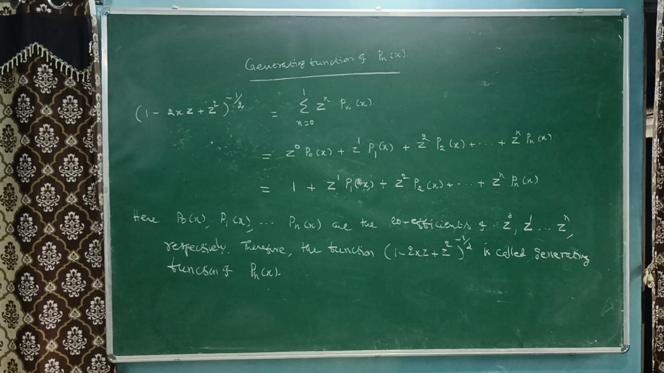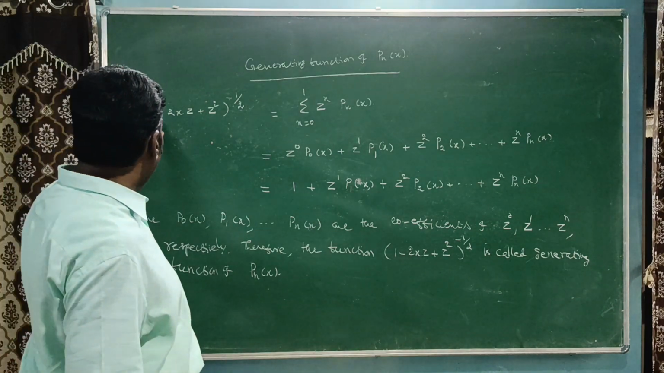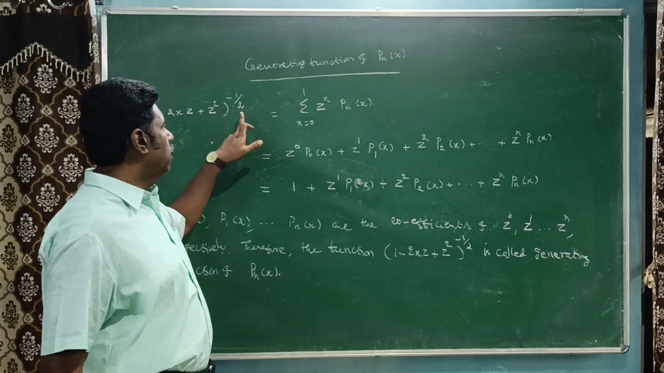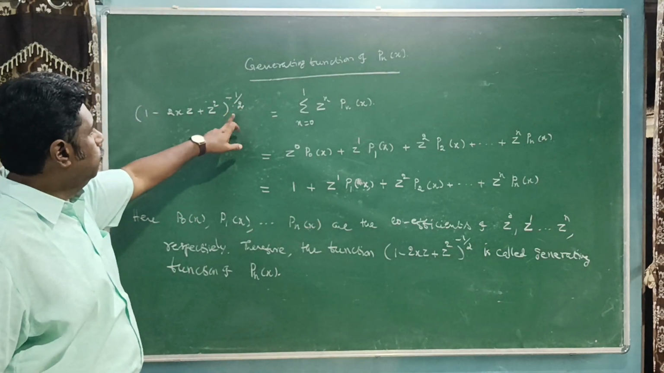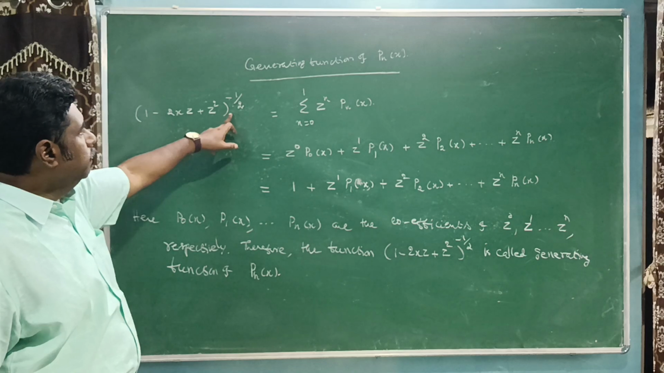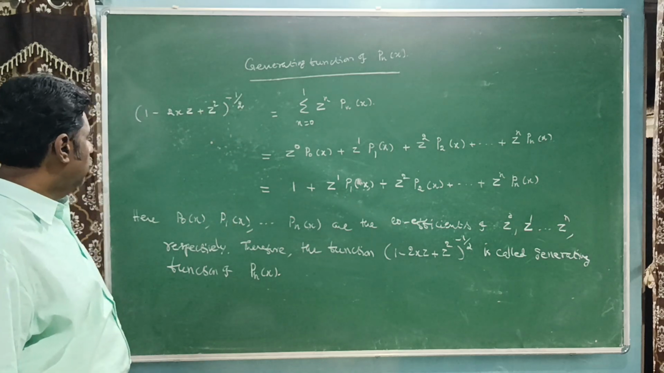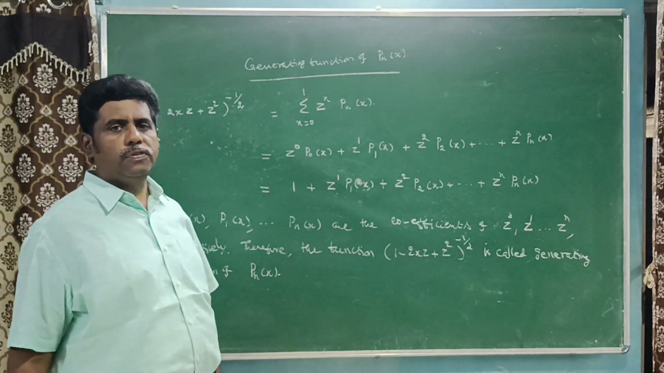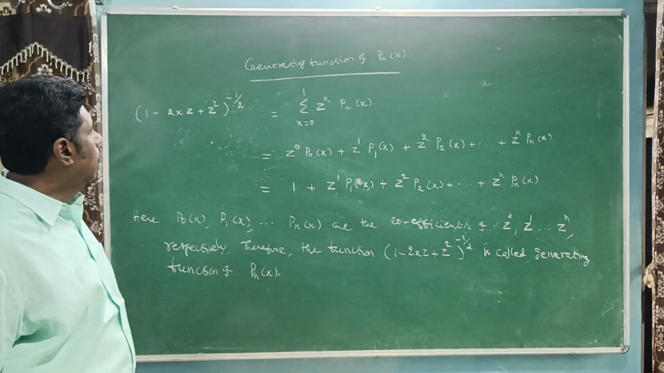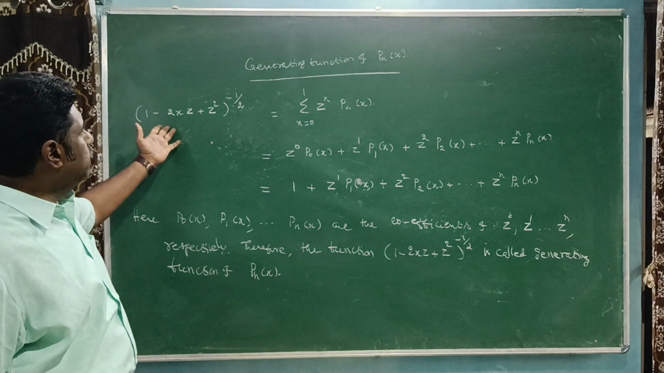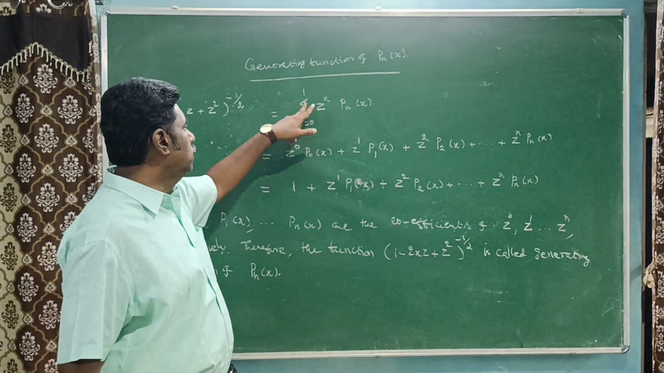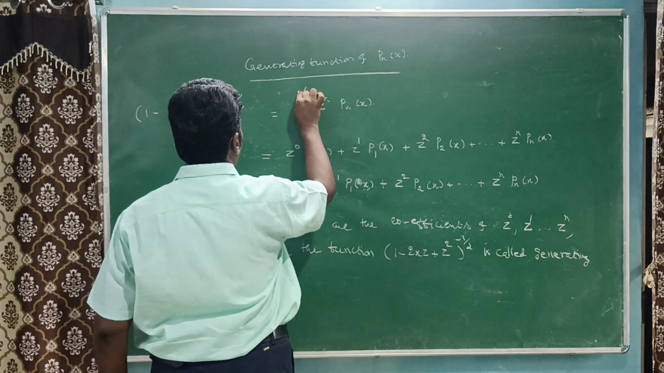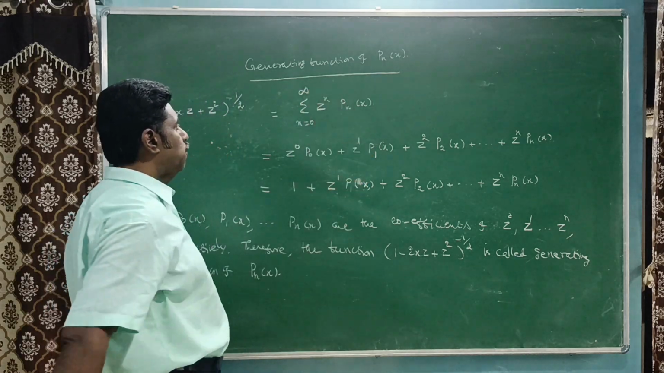In the present discussion, we have to talk about the generating function of Pn of x. Consider the function (1 minus 2xz plus z squared) to the power minus half. With the help of this function, we can generate the Legendre polynomials P1 of x, P2 of x, P3 of x, and so on. This function is equal to the summation over n equal to 0 to infinity of z to the power n Pn of x.